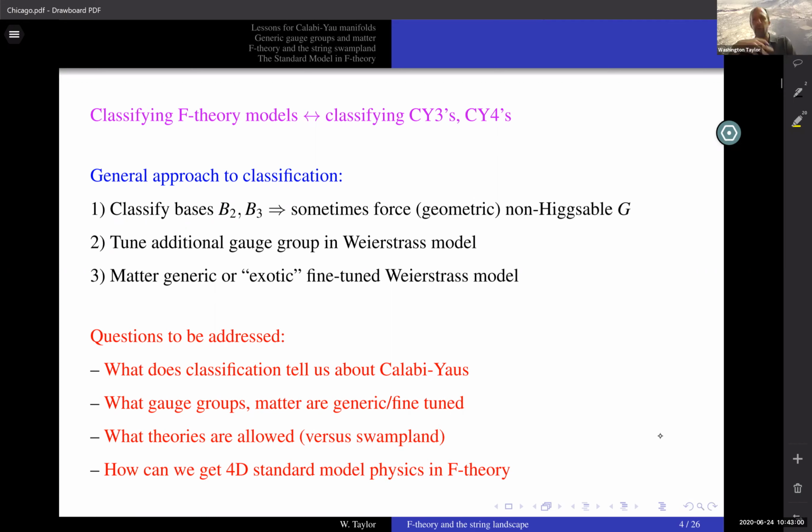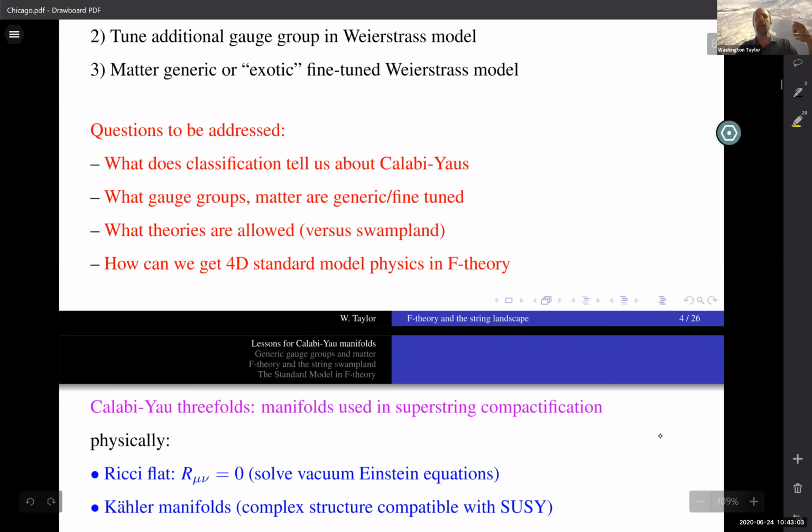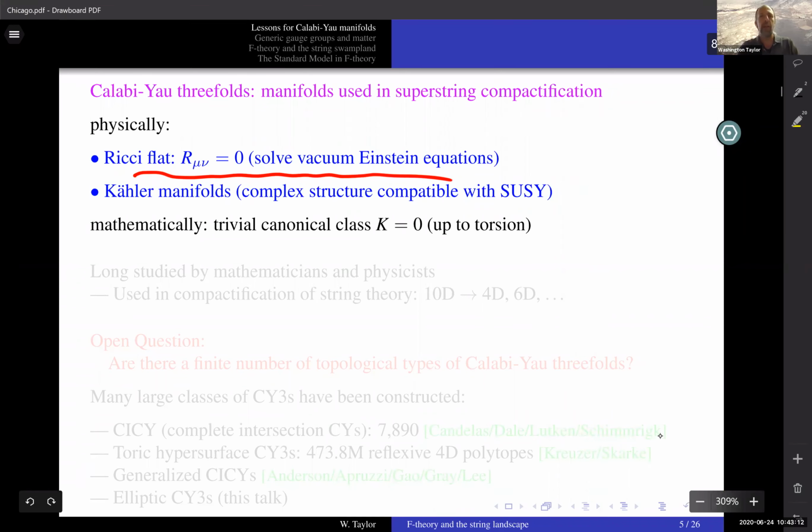So these are manifolds which have been used through the whole history of string theory to compactify string theory to lower dimensions. They are Ricci flat. So basically these are manifolds on which you have a solution of the vacuum Einstein equations. And they have a complex structure which gives them a Kähler structure from the mathematical point of view. And from the physics point of view, this is compatible with supersymmetry. Technically, this is thought of in the mathematics perspective as having a trivial canonical class. We can think of the canonical class as like the characteristic class in some sense associated with total curvature.